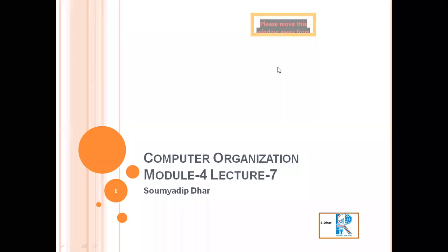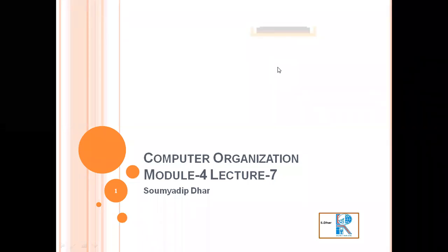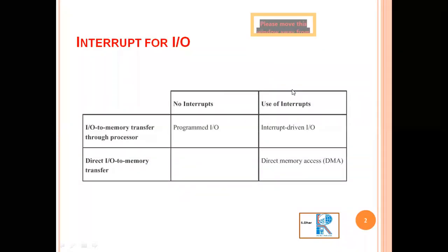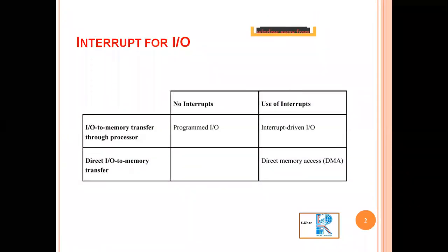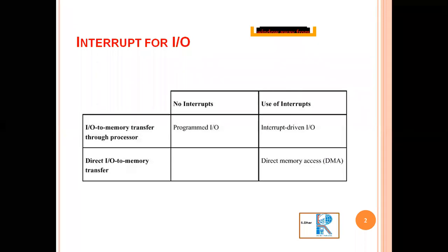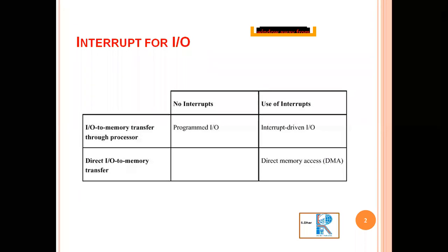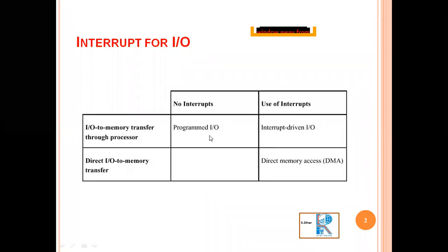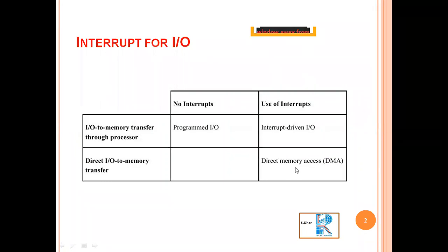So today our class is Computer Organization, Module 4, Lecture 7. You can recall that for transferring data from a particular I/O device to memory, there are three techniques. One is called programmed I/O, another is called interrupt-driven I/O, and the last one that we will learn today is direct memory access.